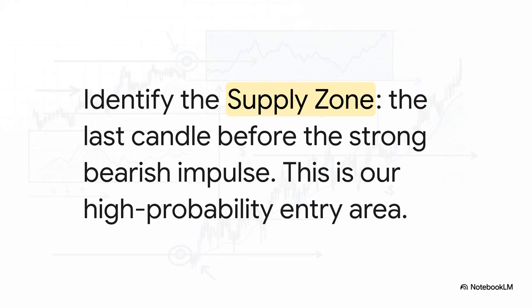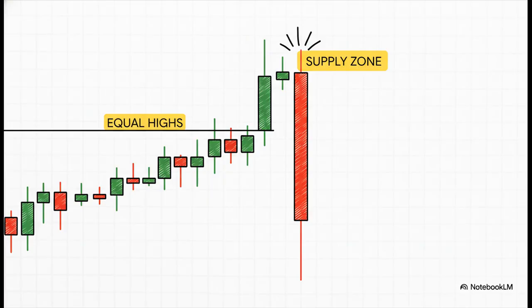Next up, we need to find our entry area, our supply zone. And you can see it right here. It's that last little up candle just before that huge downward move that broke the structure in the first place. This zone, sitting perfectly above our equal highs, is exactly where we want to be looking to enter. And there it is, the execution, just like we planned. Price rallies up, blows right past those equal highs, taps perfectly into our supply zone, and triggers our sell order. And what happens next? It reverses hard and continues the bearish trend. I mean, you just can't draw it up any better than that.